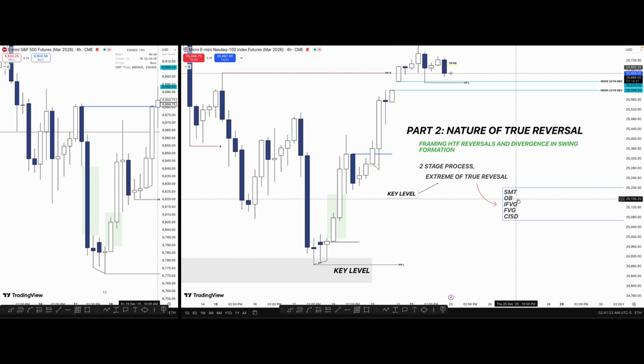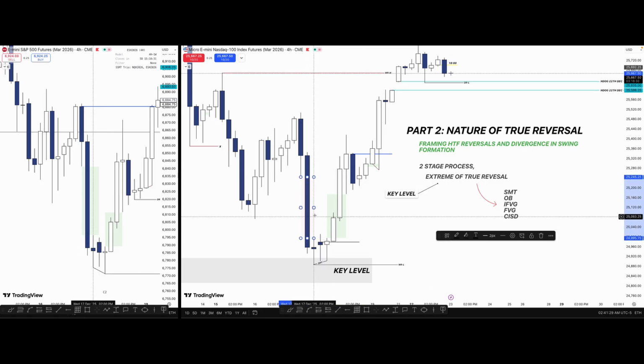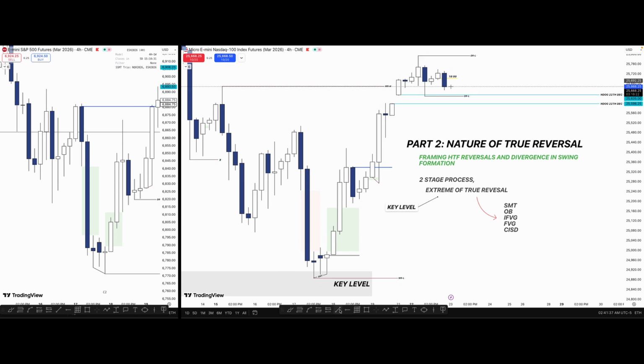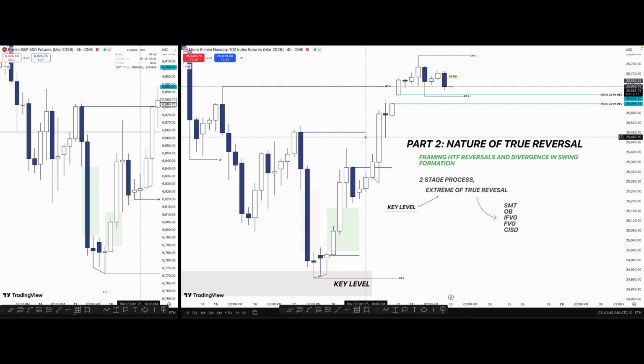After your extreme, which is your SMT, an order block is being created, right? And then what do you see? You see inversions being formed, which is disrespected. New bullish fair value gaps are formed, right? And then finally, what? A change in state of delivery is formed, right? This is your change in state of delivery.